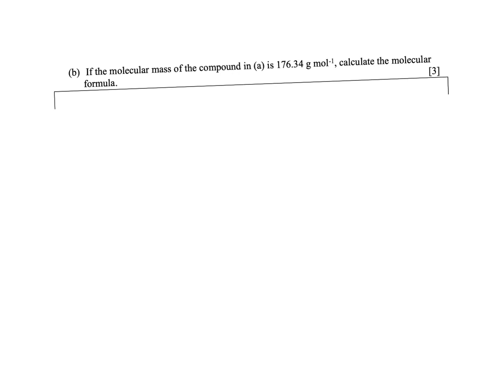Okay, so then part B is if the molecular mass of the compound is 176.34, what's the molecular formula? So before we had the empirical formula, C5H12O. But that's not necessarily the same as the molecular formula. It might be some multiple. So the question is, what's the multiplier?